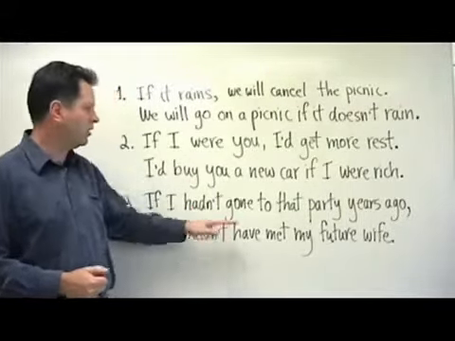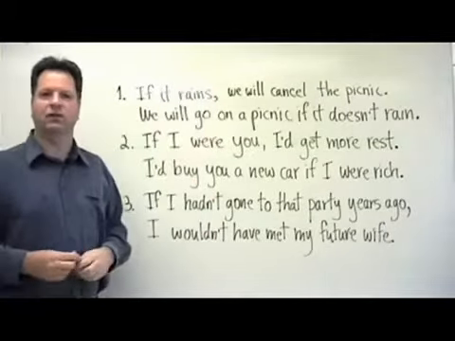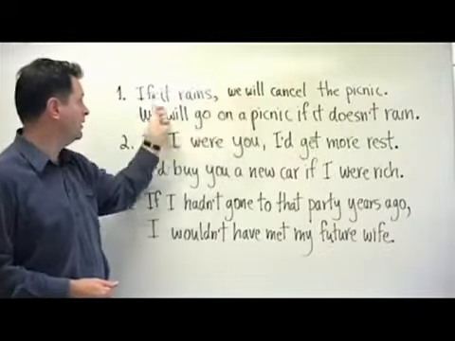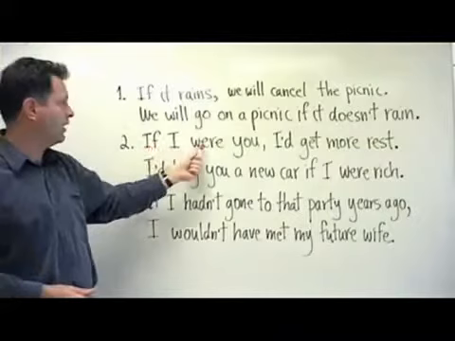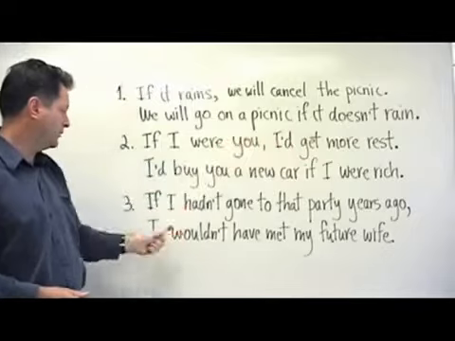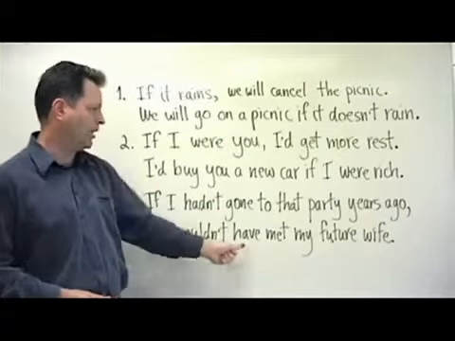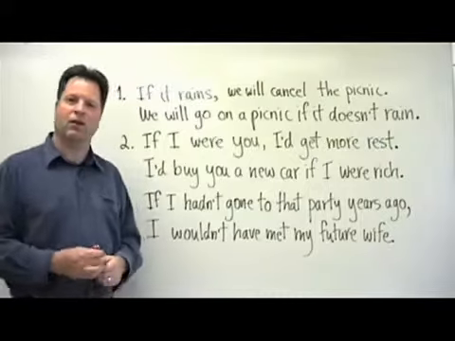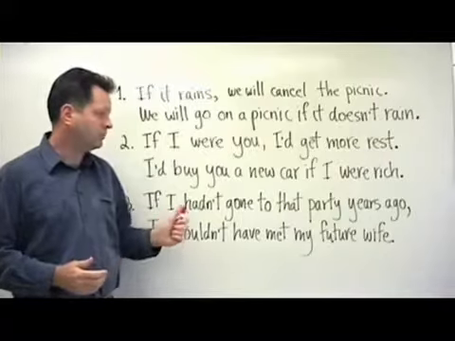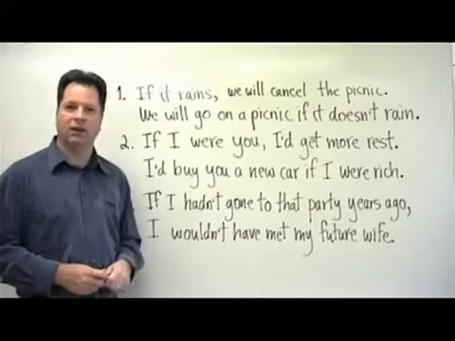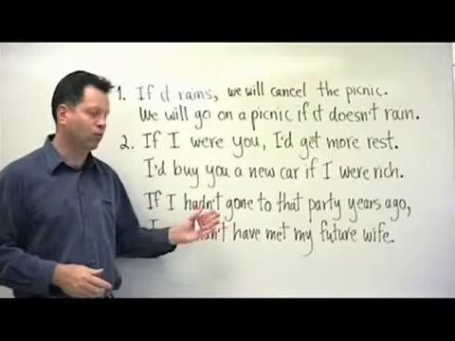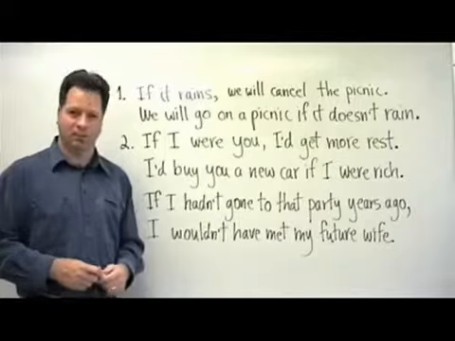So the verb tenses are all different in these three examples. The first conditional, the probable one, look at that one, we will. If it rains, we will. Next one, if I were you, and quite often this is used. If I were you, I would get more rest. If I hadn't gone, I wouldn't have met. So these three conditionals indicate different time frames, and this is the usual setup. There are variations, but this is the usual way that grammar books will present them.